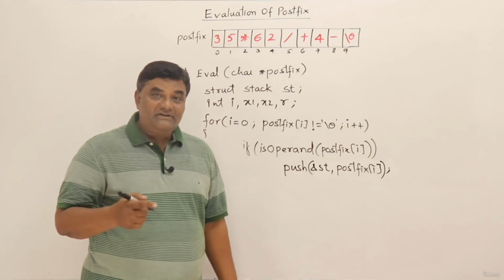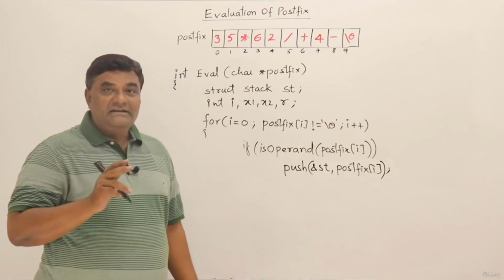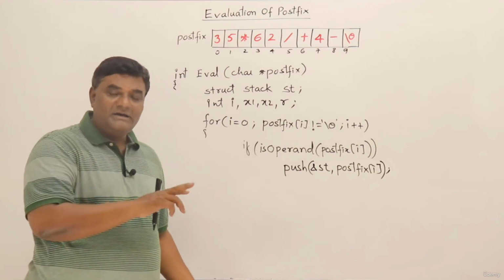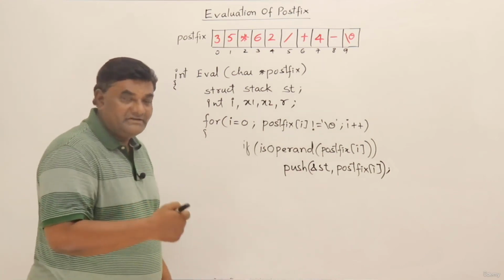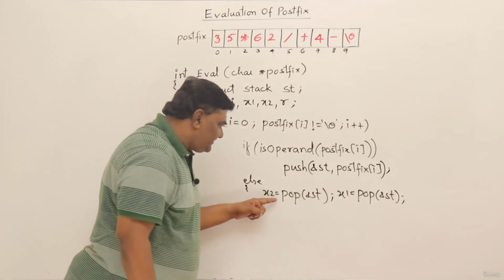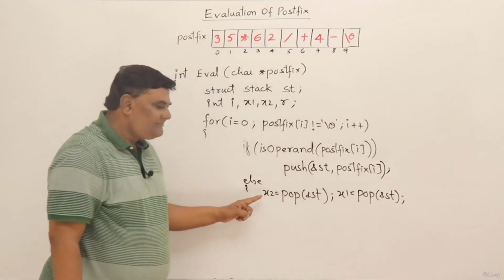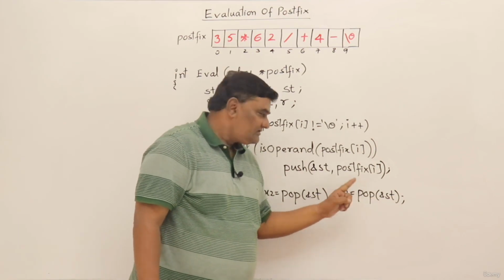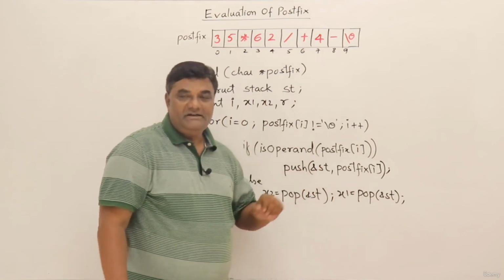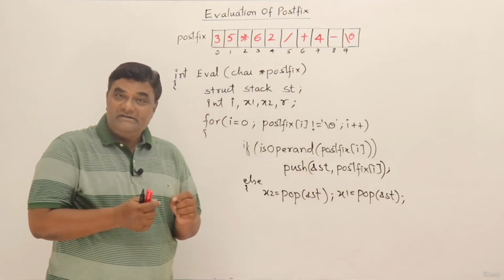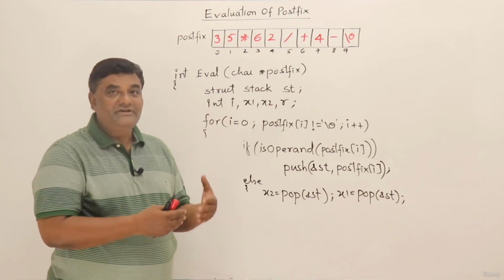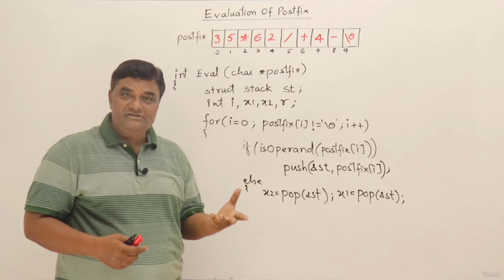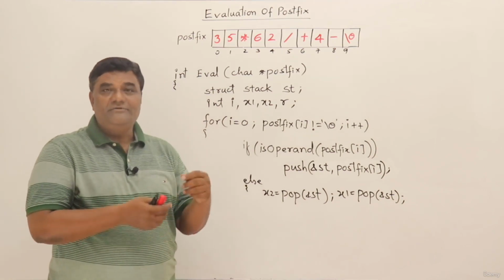Otherwise it's an operator and I have to pop out 2 symbols and perform the operation. So in the else part, first of all, I will pop out 2 symbols. The first symbol that is popped out is made the second operand and the second symbol that is popped out is taken as the first operand. Now depending on the operator, I should perform the operation. If it is multiplication, I should perform multiplication. If it is division, I should perform division. So depending on that, I have to perform the operation.